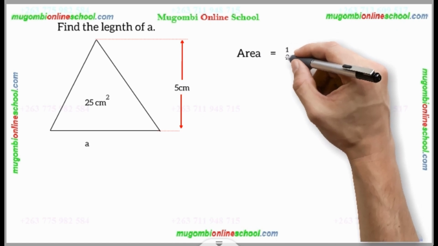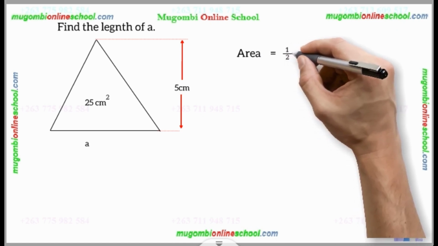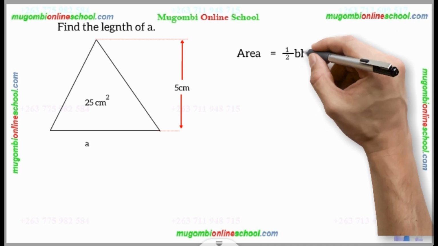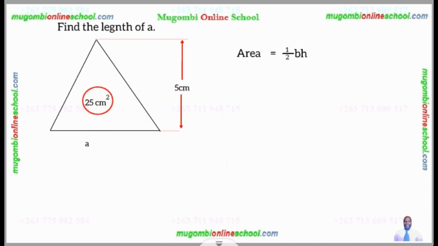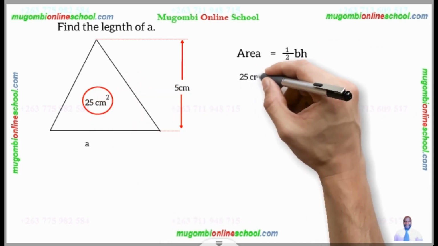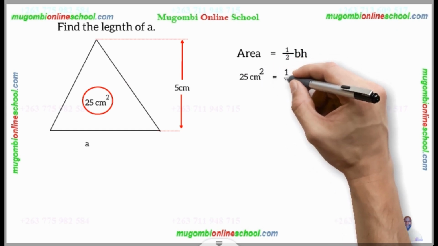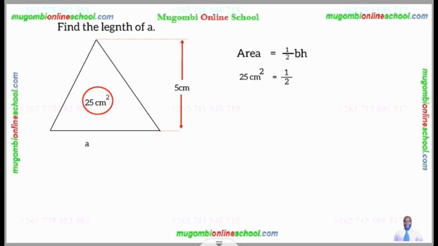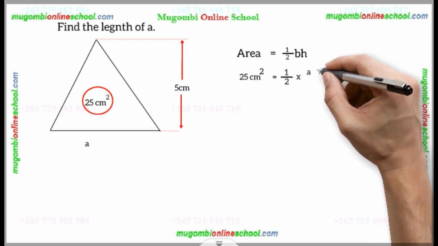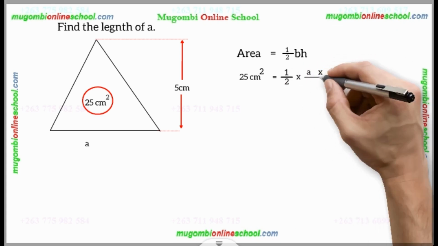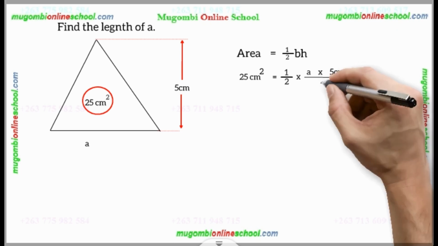So in this case, we simply apply the formula for calculating area. Area is calculated as half base times height, and our area is equal to 25 squared centimeters. So we substitute the area with the 25 squared centimeters, which is equal to half our base, which is A, half of A times our height of 5 centimeters over 1, like this.